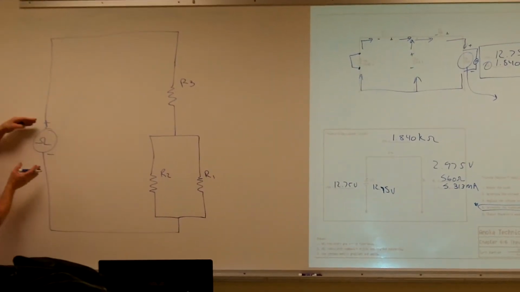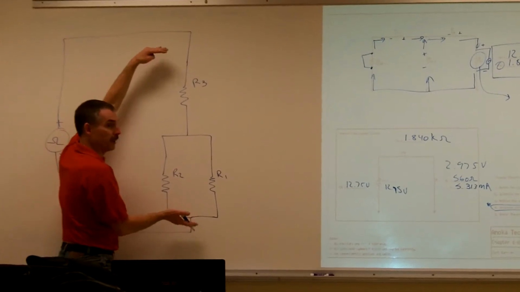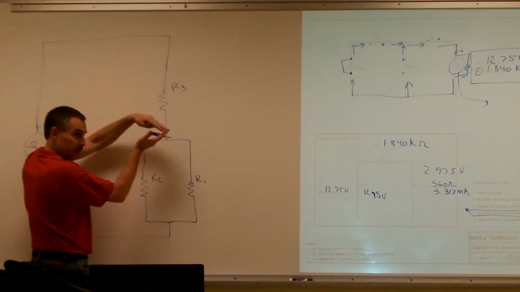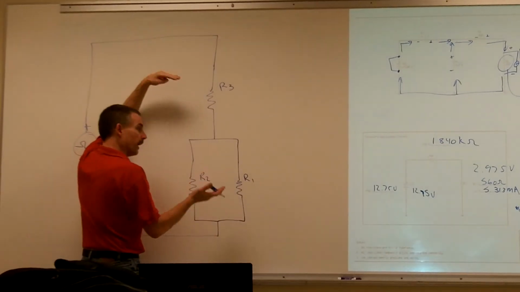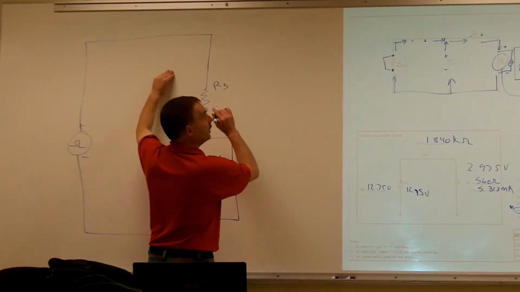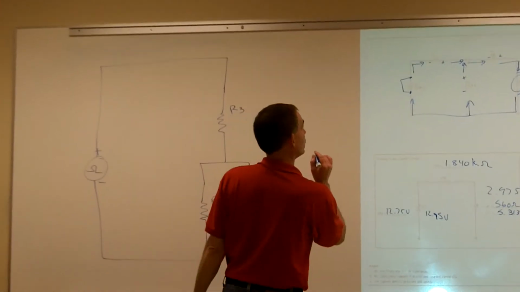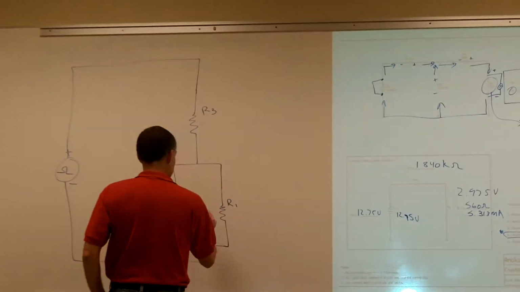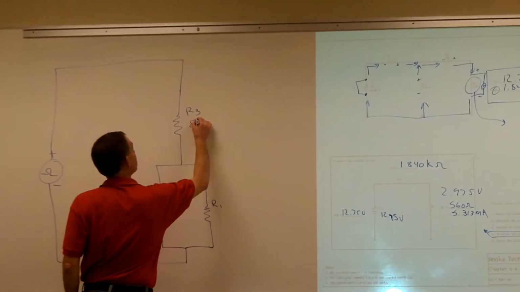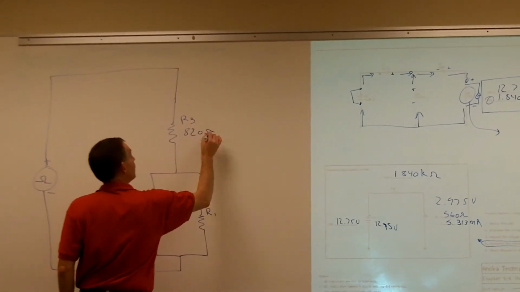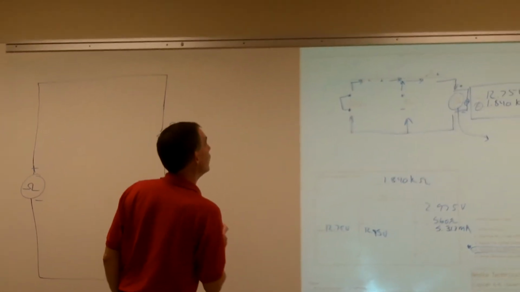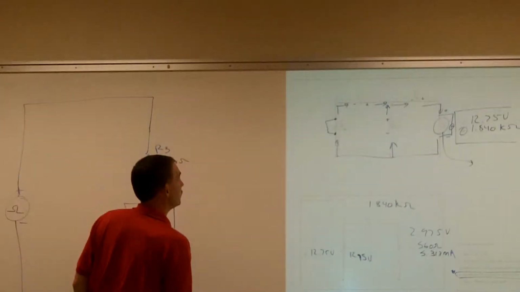So now if I hook up my ohm meter, basically all I'm doing is measuring my resistance across these three resistors. But to calculate all my three resistors, I need to get my equivalent circuit. So what is that? R3 is 820. R2 is 6.8 kilo ohms.